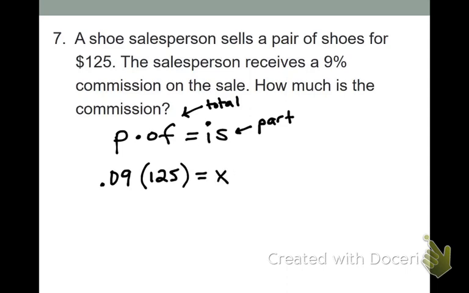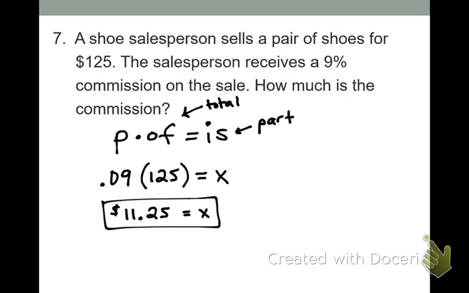So 0.09 times 125 equals X, because I don't know it yet. What is 0.09 times 125? 11.25. Commission. Okay, not 11.25 commission. What would it be? What's my unit that should go with it? Dollars, okay? I would make $11.25. That would be my commission, okay? So you don't have to write anything else with it. It just says how much is the commission? It's going to be $11.25, okay?